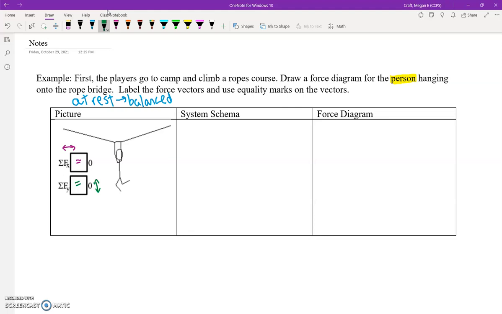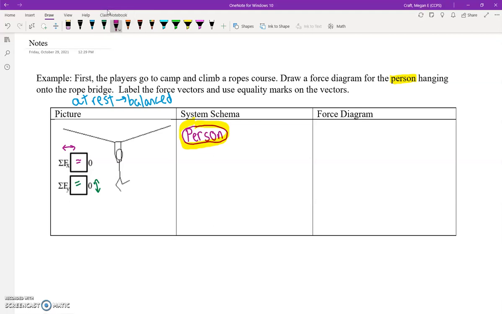So let's do our first step to drawing a force diagram just like earlier. And our first step is to draw or review the system schema. So let's start off by adding our person to the system schema. Because they are the system, they're pretty important, and since they're the system, I'm going to mark that. There we are.